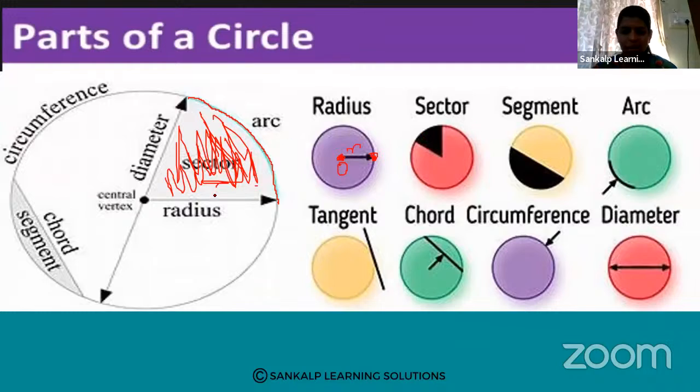Segment. Segment means what? Before learning about the segment, first we should know what a chord is, right? This is arc and tangent. Tangent means what? In the last class only you learned. It is a line which touches the circle at a fixed point, or one point. So when a line touches the circle at one point, you call it a tangent, right? Next comes chord. Chord means what?